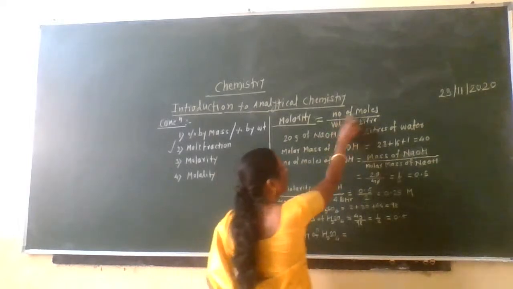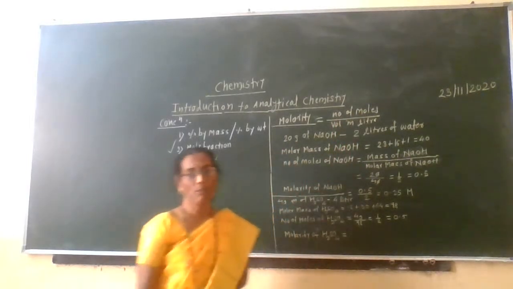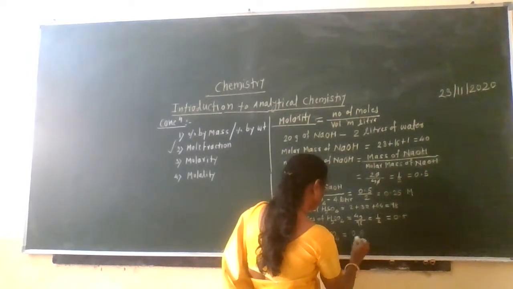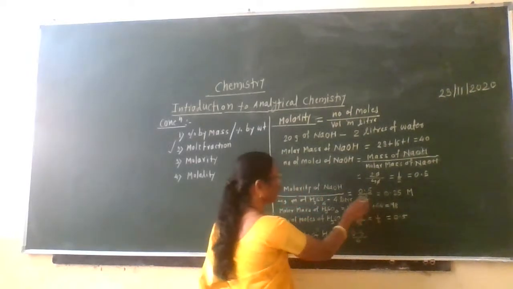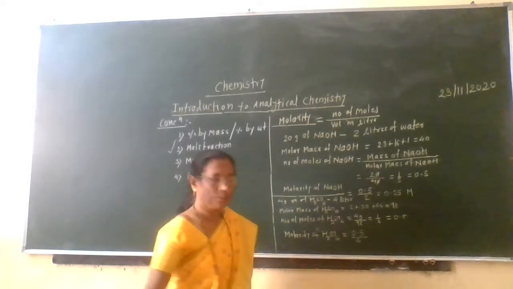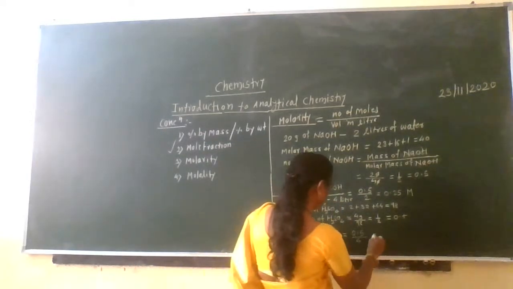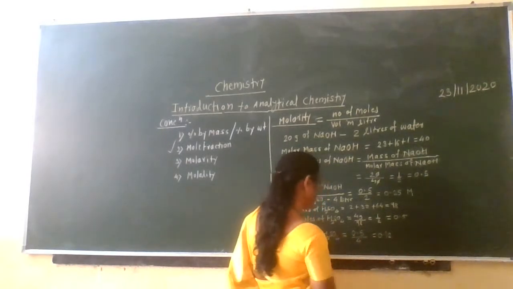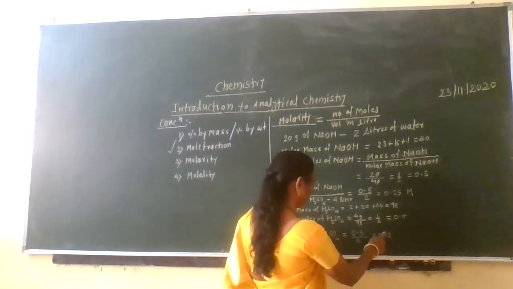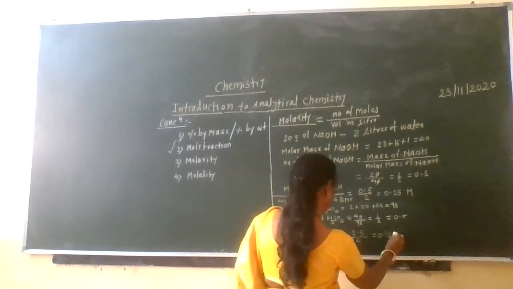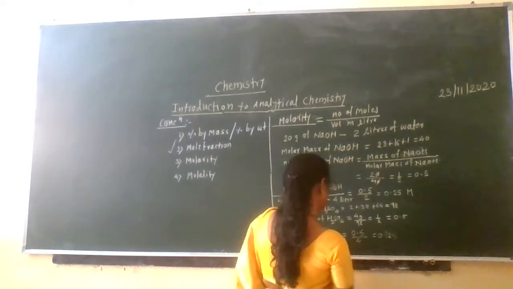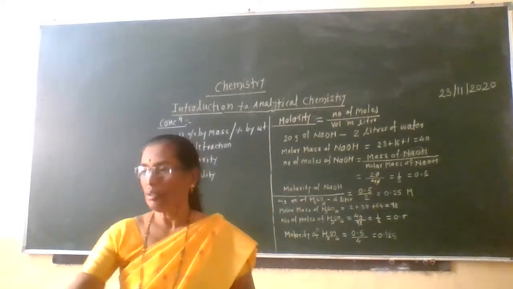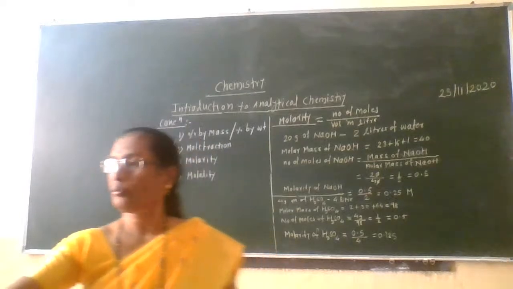Molarity is nothing but number of moles divided by volume in liter. Here number of moles we have taken as 0.5, and total volume is given to us as 4 liter, and therefore it becomes 0.125. Okay, this is the answer.